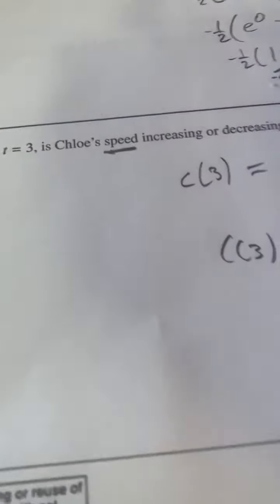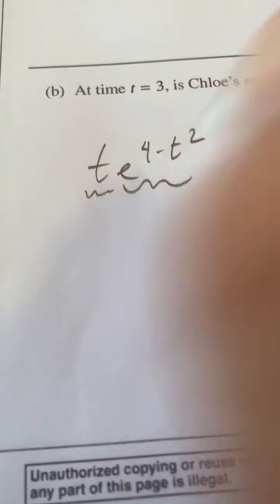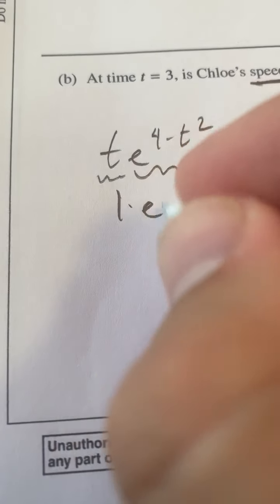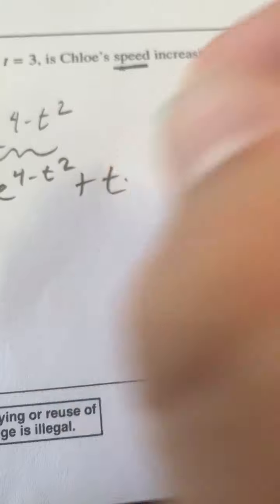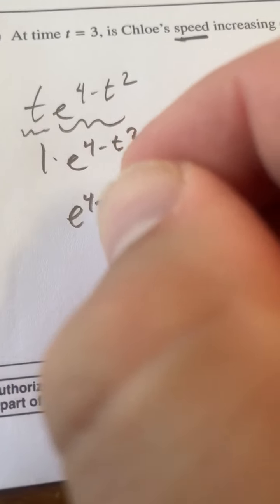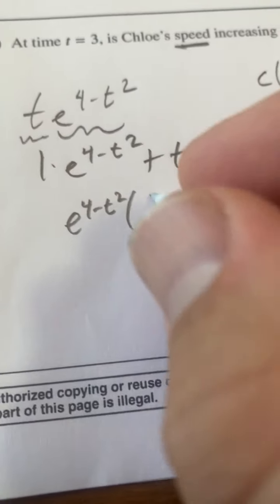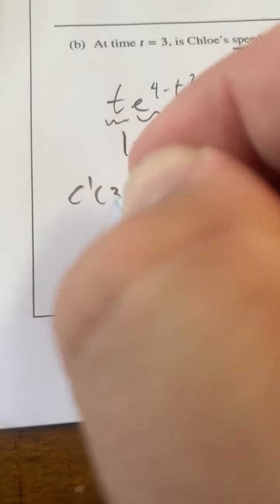And then for acceleration, I would have to take the derivative of this function, which is a product rule. So I'll go 1 times e to the 4 minus t squared, plus t times e to the 4 minus t squared times negative 2t. If I simplify that a little bit, I'll factor the e to the 4 minus t squared out, and I get 1 minus 2t squared. So this would be c prime of 3.